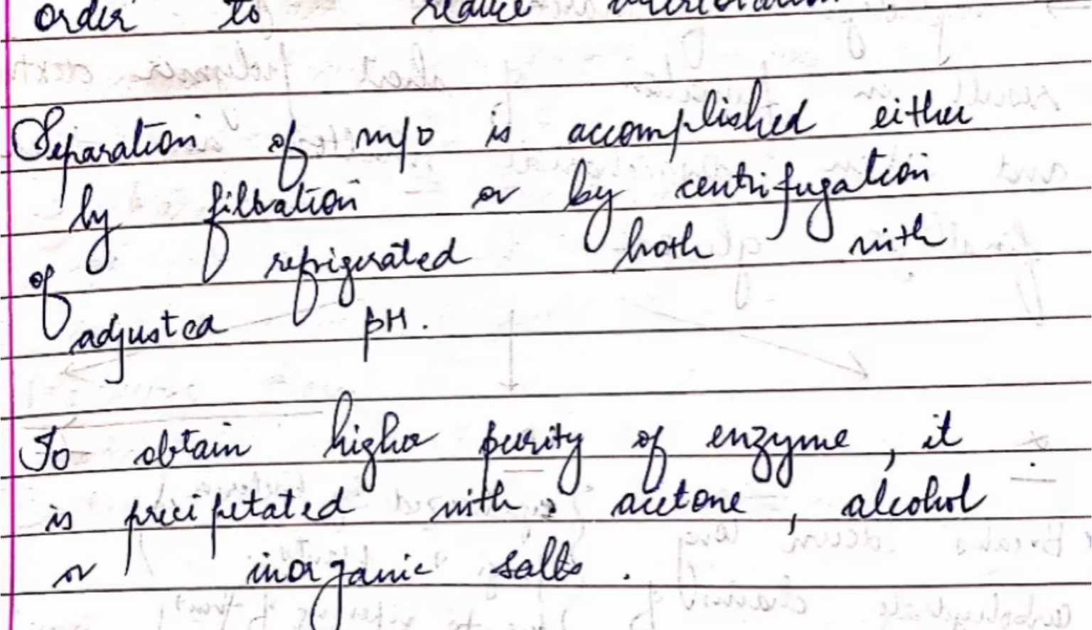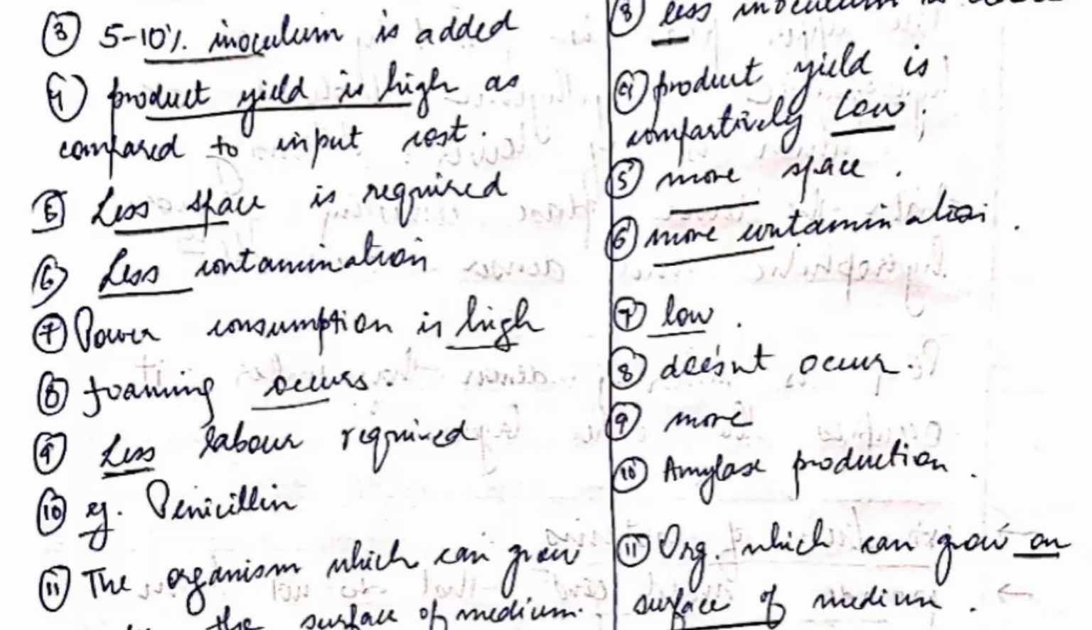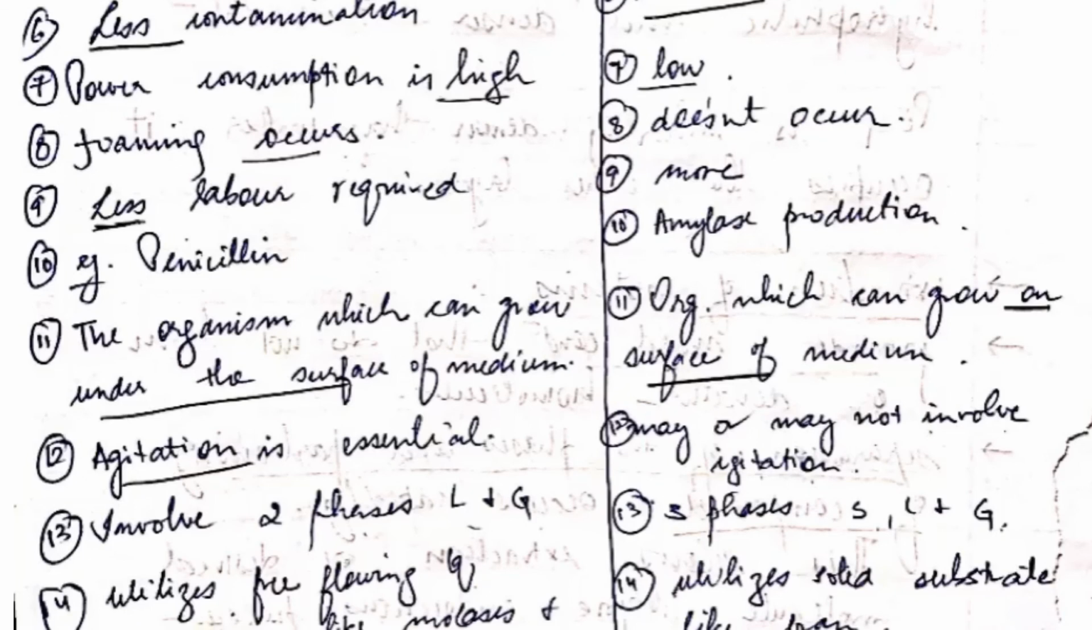Now, if you are not able to understand this, then in the next slide, I'll be sharing the difference between them. You can summarize those points and write the difference between submerged and solid substrate fermentation. All the matter is the same, it is just that in this the points are divided and compared, so you can pick any 5 to 6 points and mention the differences between them. I hope this video helped you to learn about biphasic system, solid substrate fermentation and submerged fermentation.